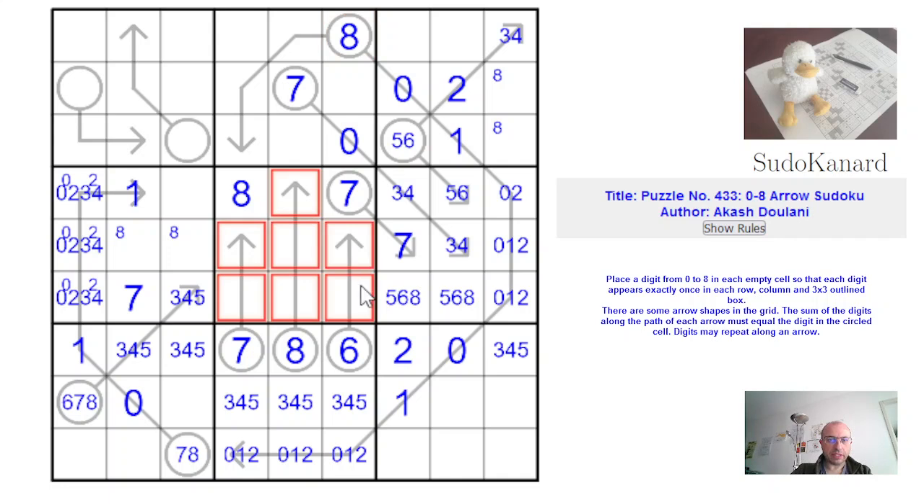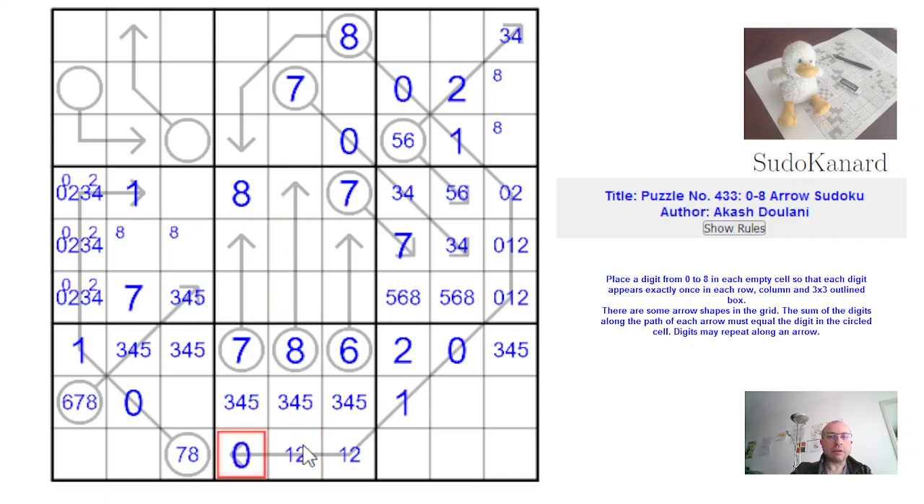So what about this? 0. Oh, by the way, this is not 0. 0 can't be on such an arrow because it would repeat the digit in the circle. So 0 is somewhere here. That's a 0. So it could be 0, 3, 5 or 0, 2, 6.